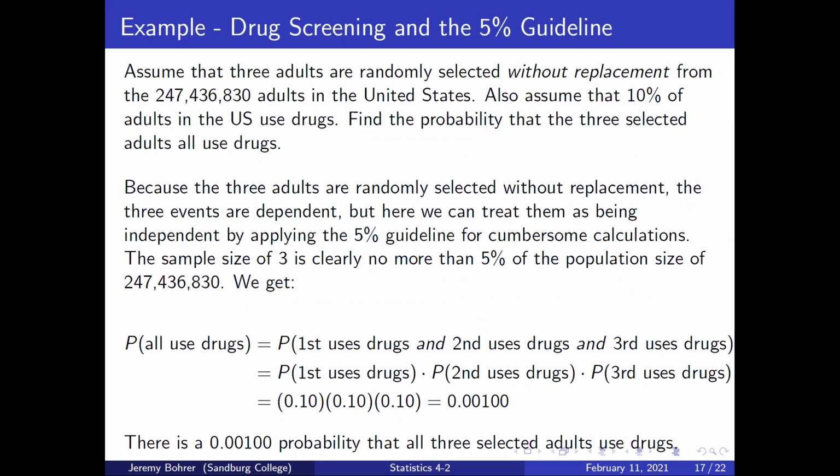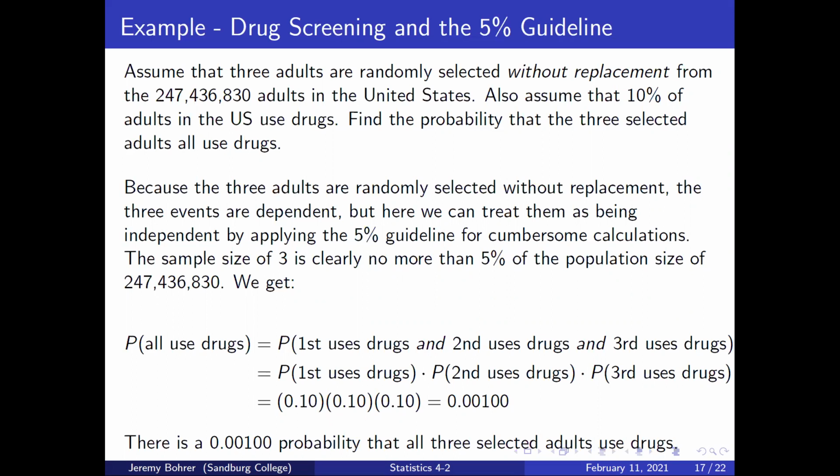Because the 3 adults are randomly selected without replacement, the 3 events are dependent. But here we can treat them as being independent by applying the 5% guideline for cumbersome calculations. The sample size of 3 is clearly no more than 5% of the population size of 247,436,830.